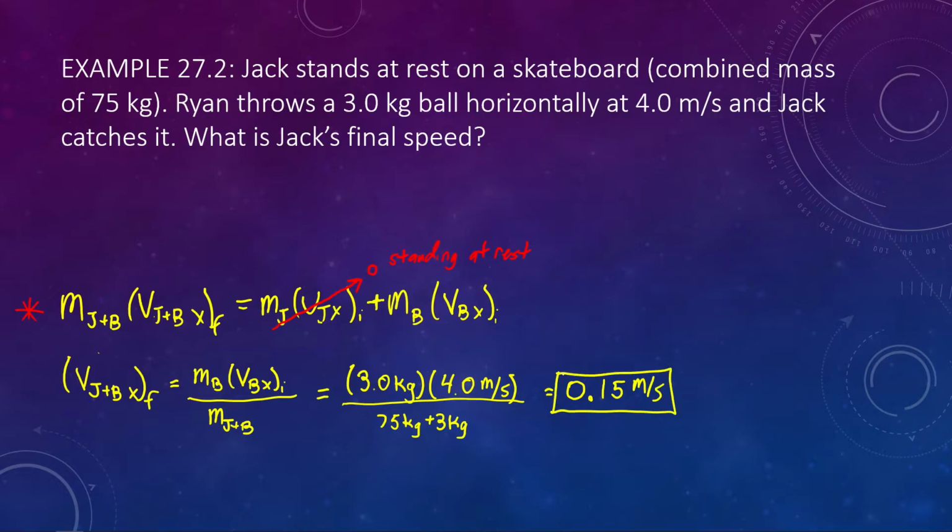Now, this is a very small velocity, but if you think about it, that actually makes sense. All he's doing is catching a ball that wasn't thrown particularly hard. So if you catch a ball standing on a skateboard, you're not going to go flying back unless Ryan is crazy strong. So you can expect a very small velocity as a result of this problem.